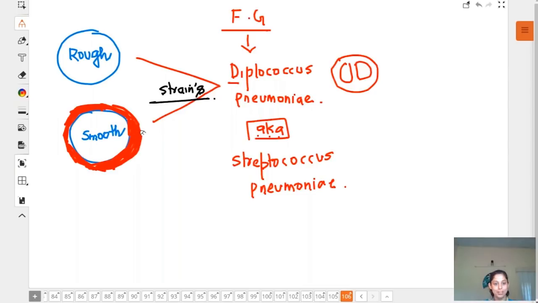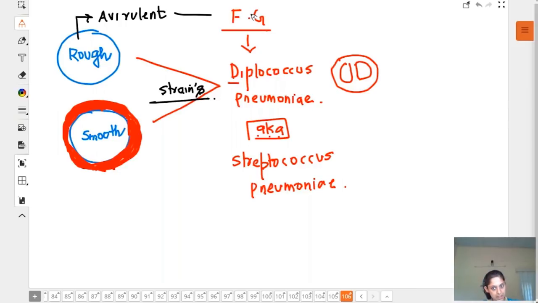What is the covering made up of? The covering is made up of jelly. It's made up of gel, right? Because it is under the smooth covering of gel, the body can't see it. Rough has no covering. Body can see it. So rough is avirulent. It cannot cause disease. Why is it avirulent, my dear children? Because there is no covering. If there is no covering, the body can see it, and if the body can see it, the body kills it. Therefore, it can't cause disease. Whatever can't cause disease is avirulent. Avirulent means can't cause disease.